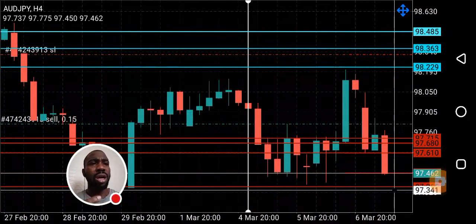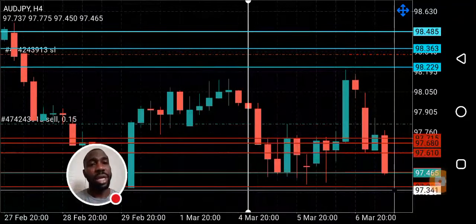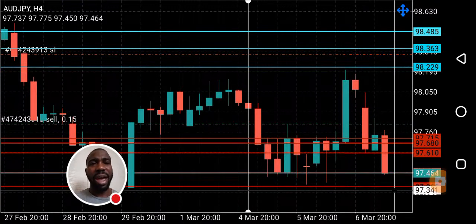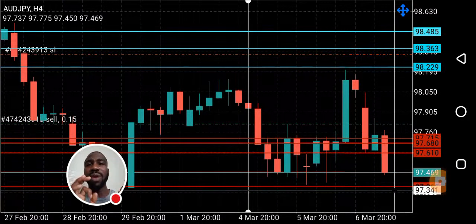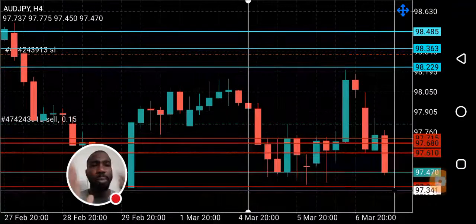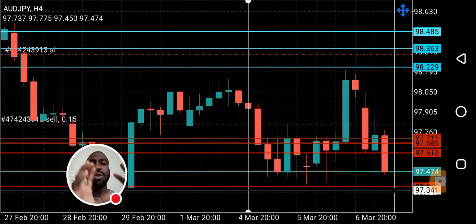Okay, so would it make sense to sell Australian dollar JPY at the current market price? For me, it's a no, because I'm considering the risk and the reward. It does not make sense, right? So it will not be appropriate to sell Australian JPY at the current market price. If you are considering selling, I would advise you wait for price to pull back. Wait for price to pull back, then you look for another good opportunity to execute a sell trade.